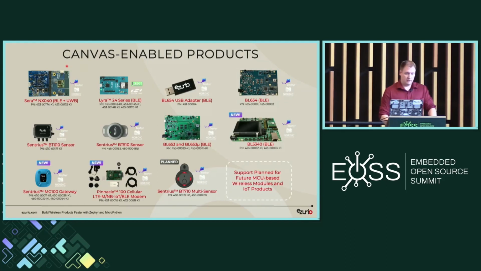Our newest product is our Sarah NX040 in the top left here. That's our BLE plus UWB module, which allows really accurate locationing. So that's really cool, and I'll be touching on some more of that throughout the presentation. And then also our Centrius MG100 gateway. So of course it's got BLE, but it also has cellular, so you can get your BLE data to the cloud.